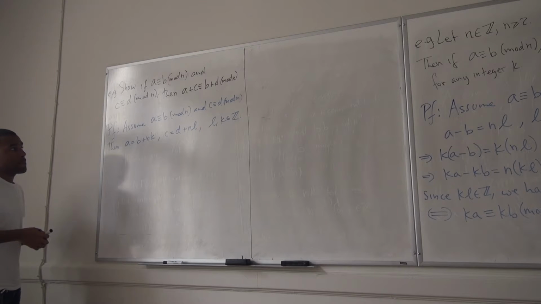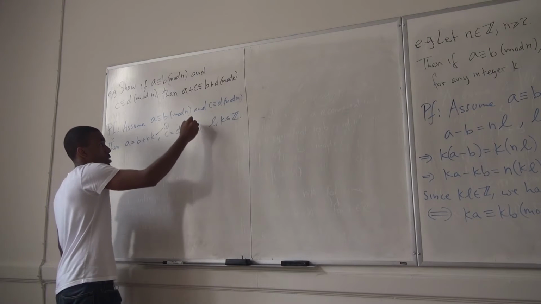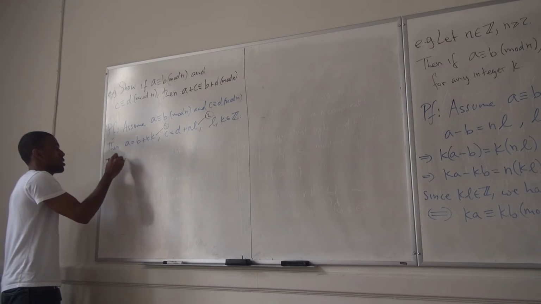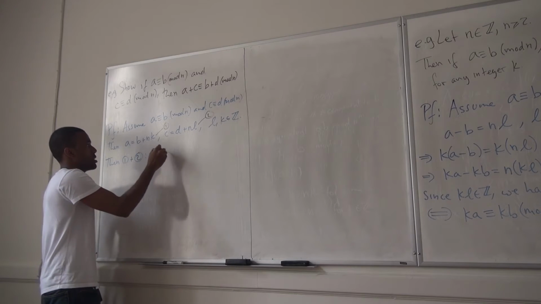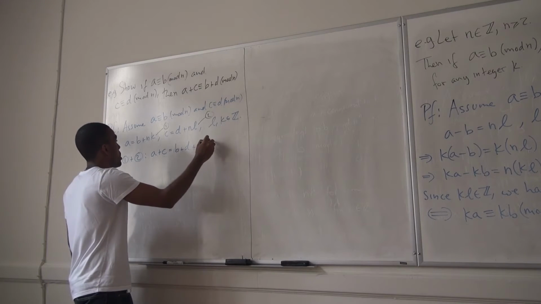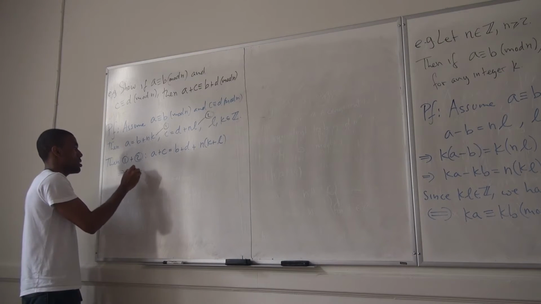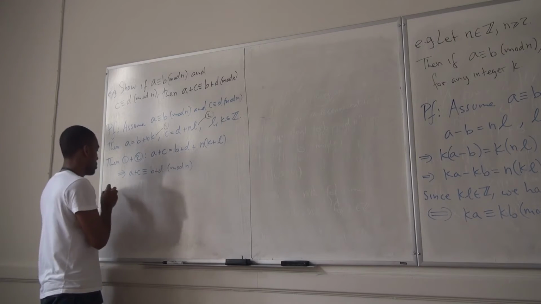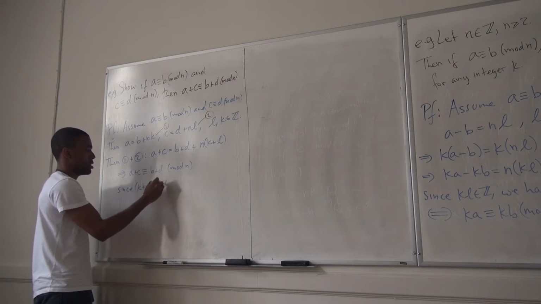A plus C equals B plus D plus n times (k plus l). Add the equations: call this equation 1, call it equation 2. Then 1 plus 2, just adding these two equations, gives us, adding the left sides, A plus C, adding the right sides, B plus D plus n times (k plus l), which means that A plus C is equivalent to B plus D mod n, since k plus l is an integer.